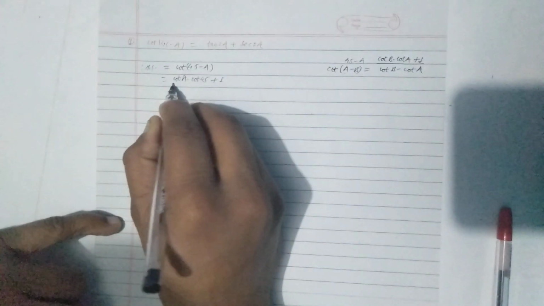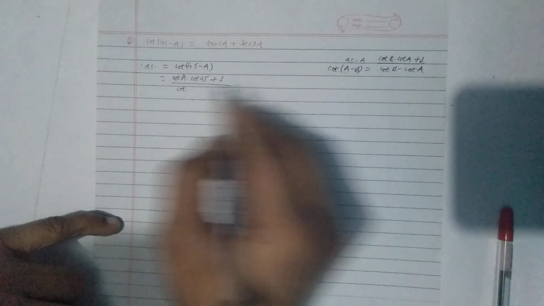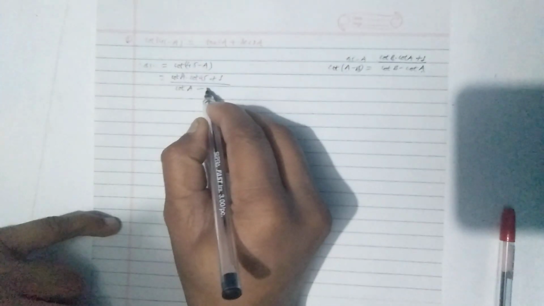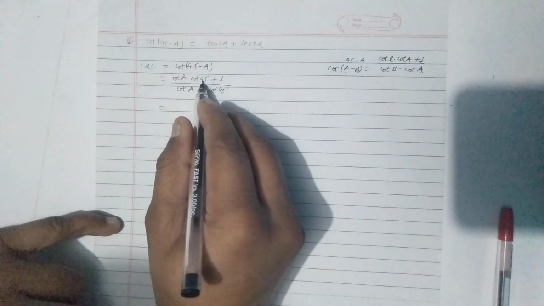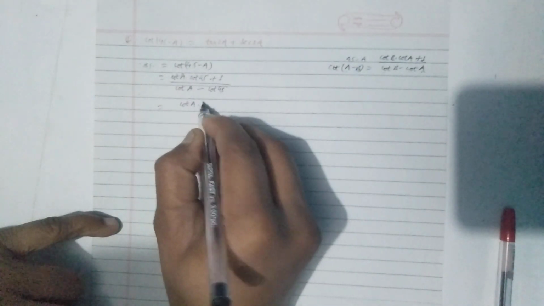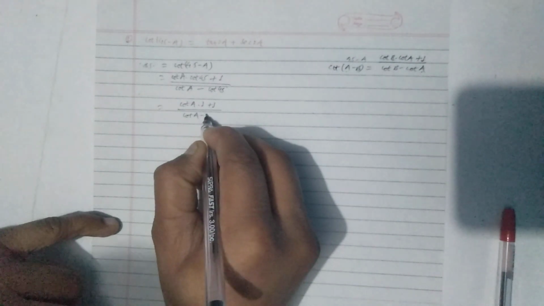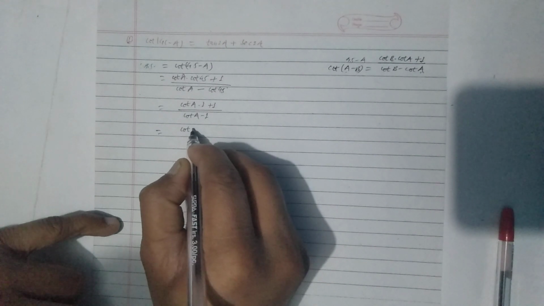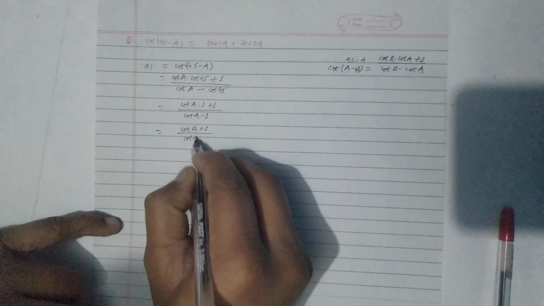Plus 1 upon cot b, which is cot a, minus cot a, where a is 45. We know the value of cot 45 equals 1. So we just put the value of cot 45 as 1. The remaining value is (cot a plus 1) upon (cot a minus 1).